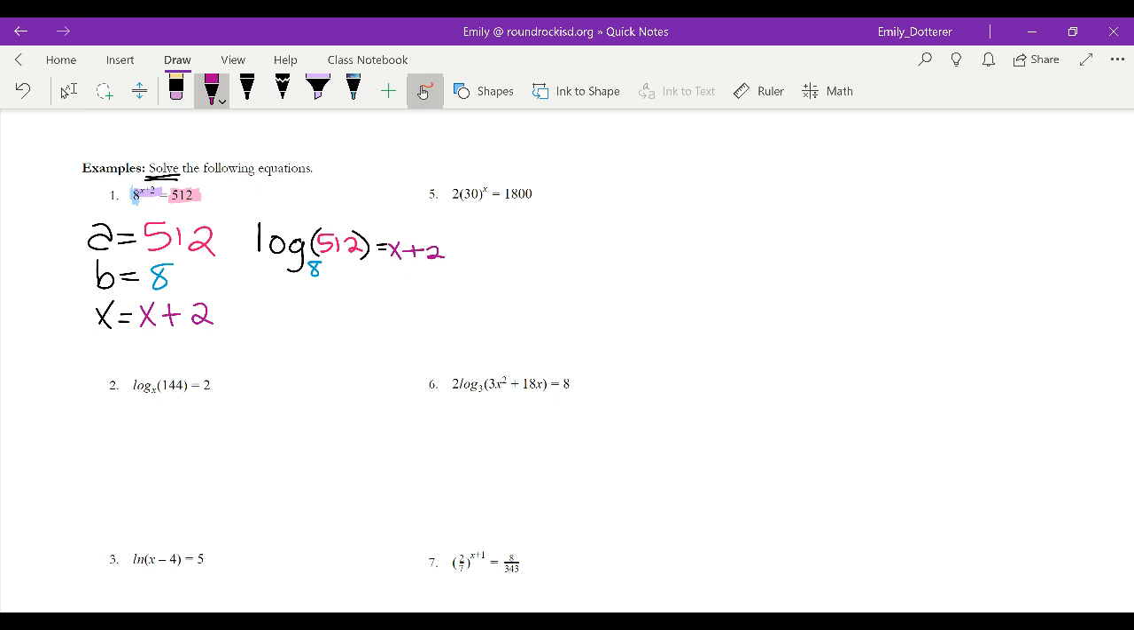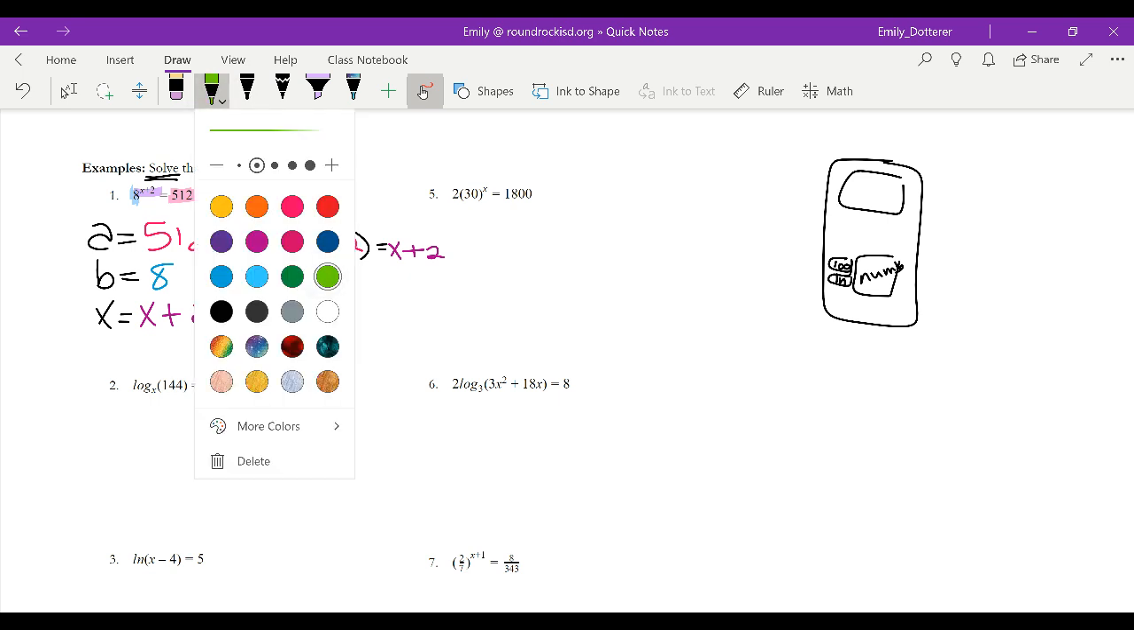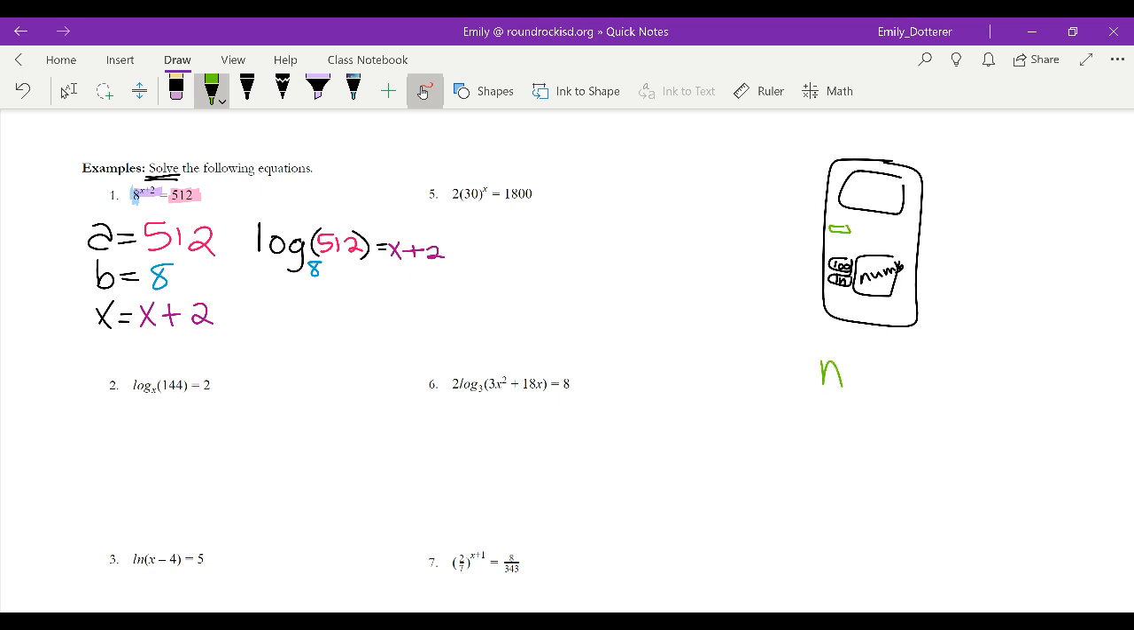So if you have a graphing calculator, here's where all the numbers are. And then over here, there's a log button, and right below that's natural log. If we want to do a specific base, we press alpha, which is the green button up here, and then we press window, which is one of the gray buttons.